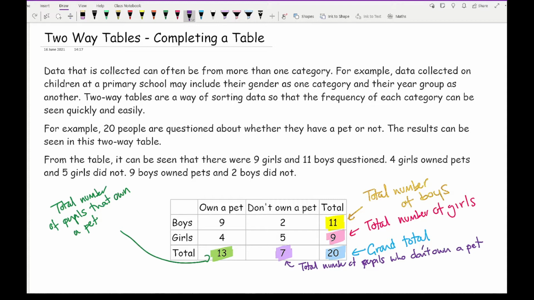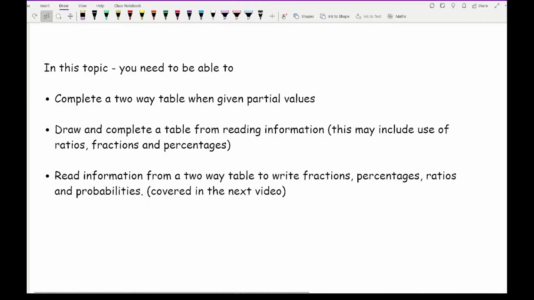Now, it is possible for you to have more categories, but again, it'll usually represent a two-way table because you're going to have columns and you'll have rows going along. Now, in this topic, you will need to be able to, one, complete a two-way table from given partial values from the table. You'll also need to be able to draw and complete a table from reading information. This may include use of ratios, fractions and percentages. And you'll also need to be able to read information from a two-way table to write as fractions, percentages, ratios and probabilities, which again will be covered in the next video on two-way tables.